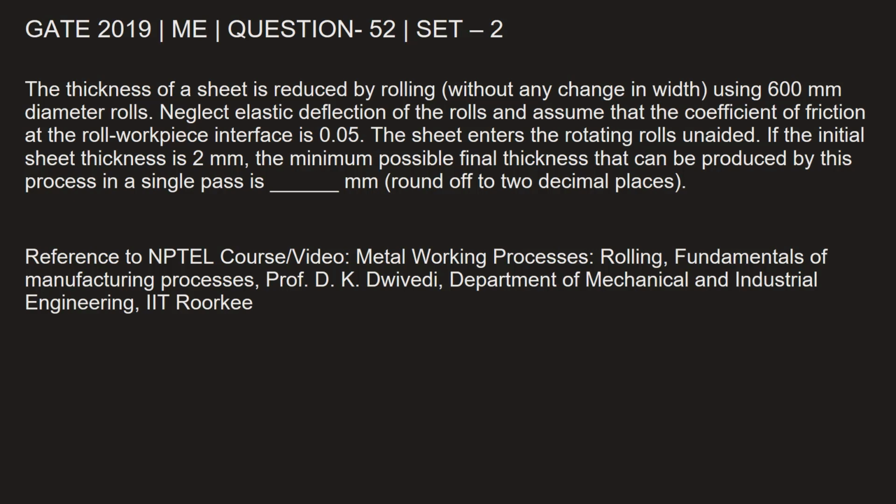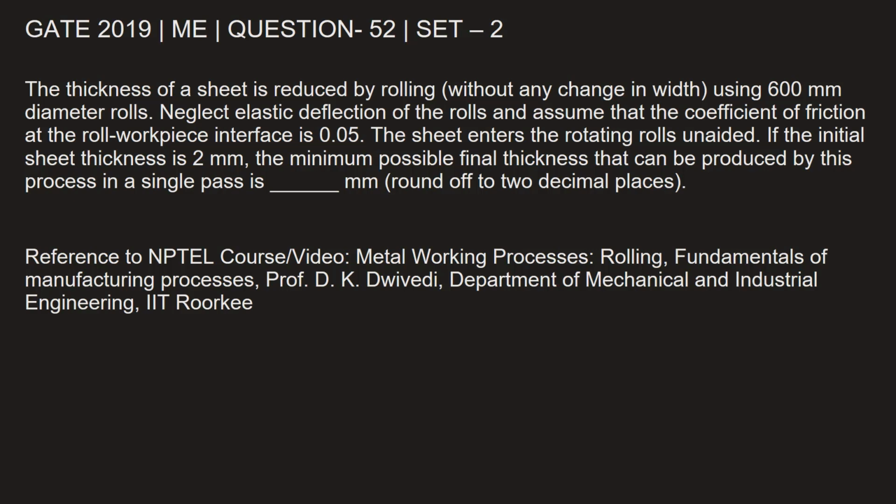This question is from GATE 2019 Mechanical Engineering Paper Set 2, question number 52. The thickness of a sheet is reduced by rolling without any change in width using 600 mm diameter rolls. Neglect elastic deflection of the rolls and assume that the coefficient of friction at the roll workpiece interface is 0.05. The sheet enters the rotating rolls unaided.